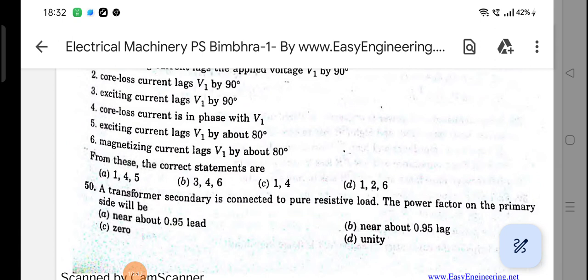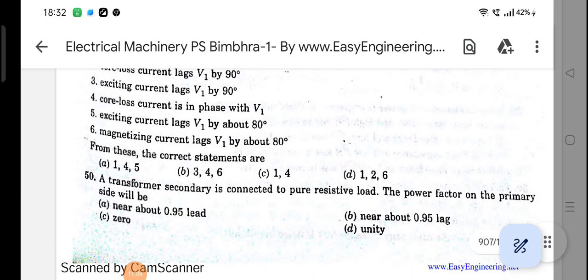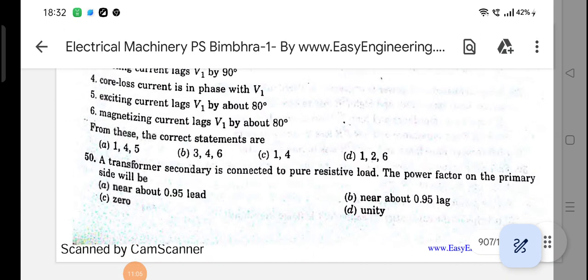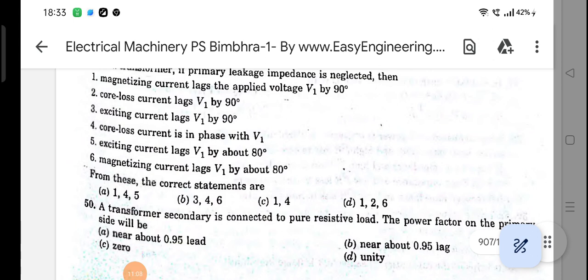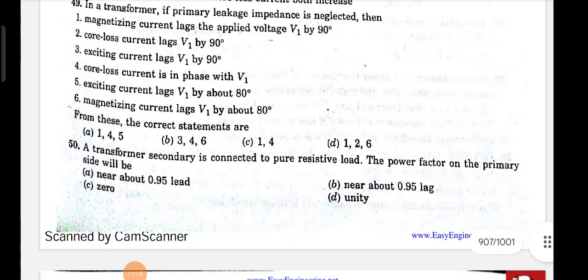Next, the fourth one: core loss current is in phase with V1. I discussed this point previously. Core loss current, IC or IW, is in phase with V1, so 1, 4, 5 are correct. Next, the sixth one: magnetizing current lags V1 by about 80, that is not correct, it is exactly 90. That means 1, 4, 5 are correct. So for the 49th question, the answer is A.